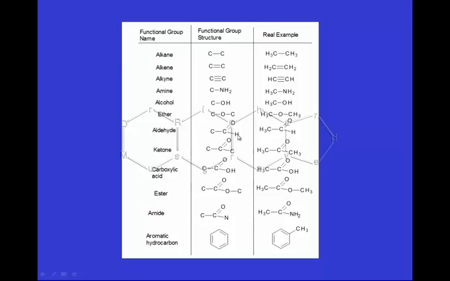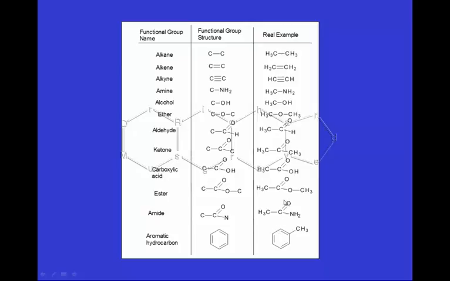Aldehydes, we see the same trend, H, ketone, C. So C double bond O with an H is an aldehyde, C double bond O with a C is a ketone. Carboxylic acid, OH, C double bond O, OH, that's a carboxylic acid, C double bond O, OC, that's an ester. And again, we keep on seeing this same kind of trend. Amides, C double bond O to an N, aromatic hydrocarbon is a benzene ring, and that can have stuff hanging off it. These here represent real examples of compounds.